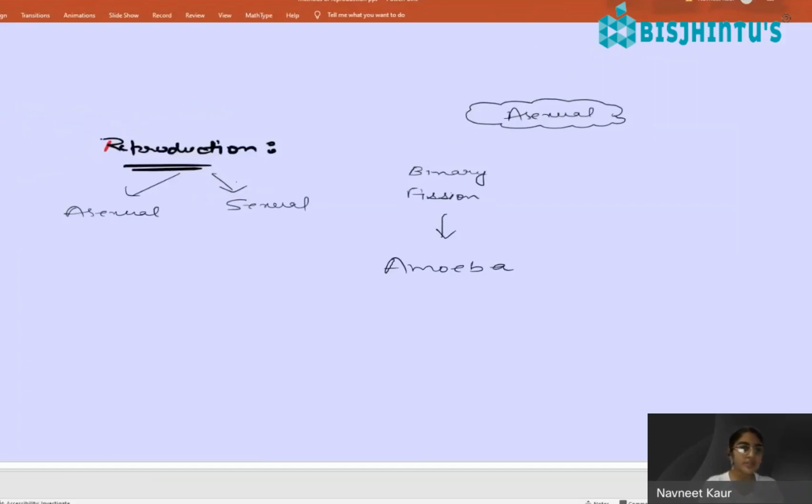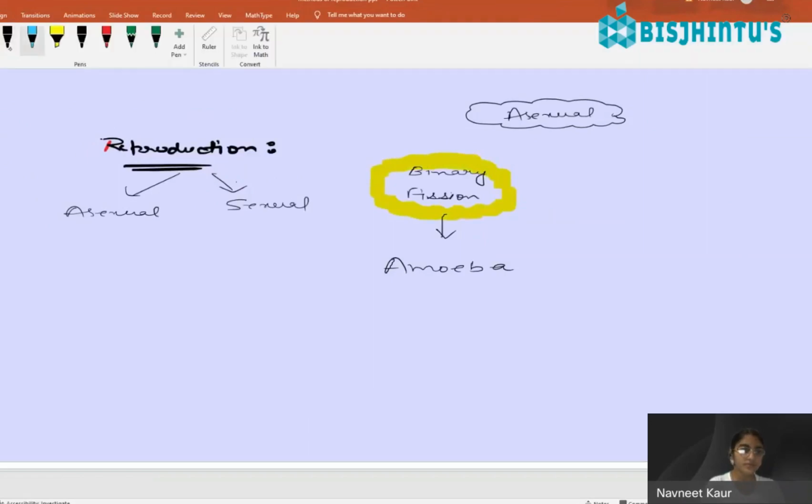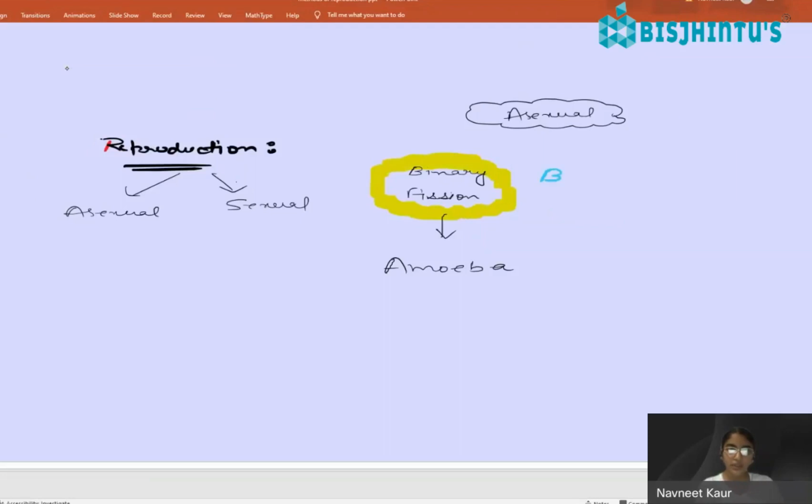Then we have budding. So this being the first case. Then we have budding. In which organism did we study the case of budding? In Hydra. So this is the very second method of asexual reproduction.